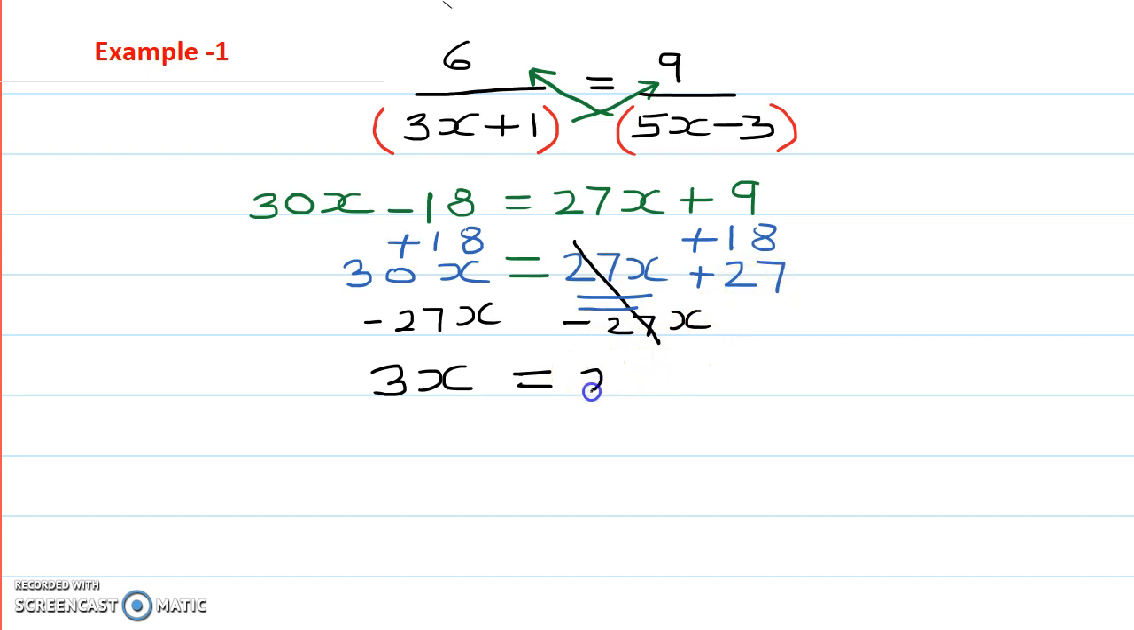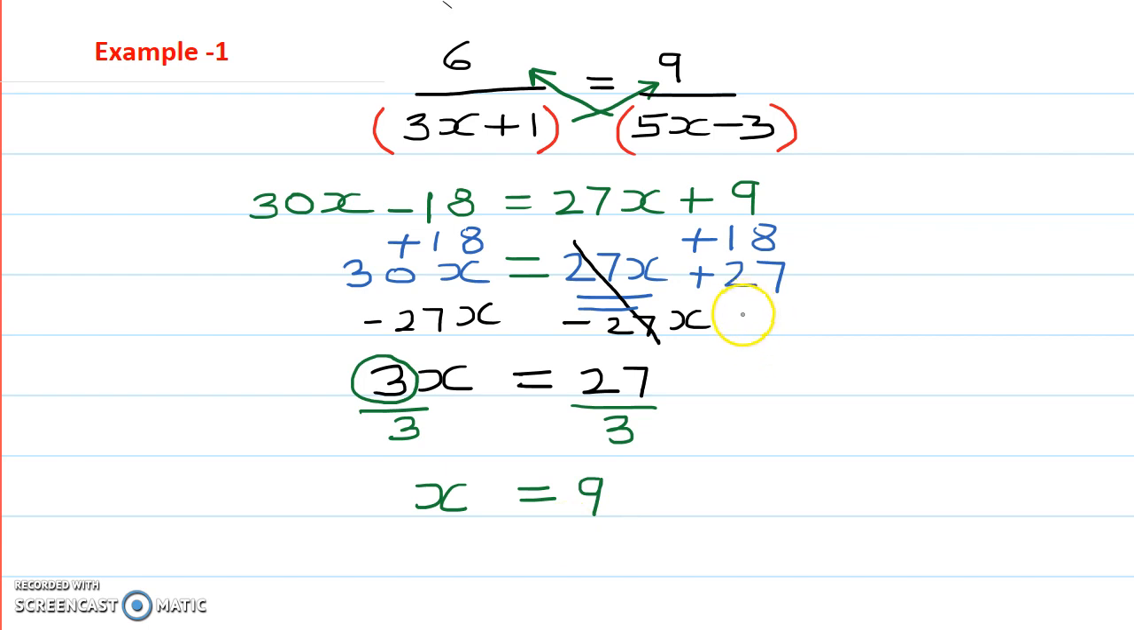What is left here is 27. Now we want x. Who's troubling here? 3 is troubling here, so 3 is our troubling number. Let's get rid of it. What we can do is divide by 3 here and divide by 3 here. So we are left with x equals, and 27 divided by 3 is 9. So we have got x equal to 9.